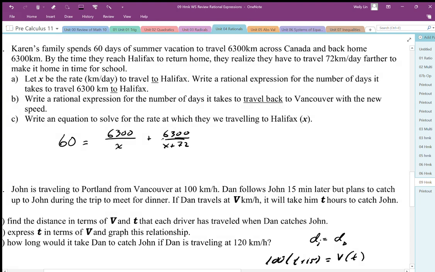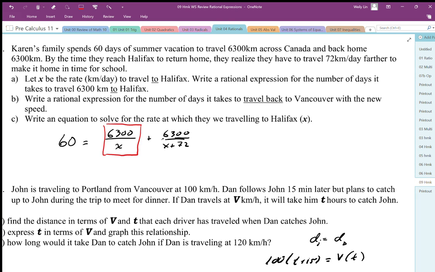So if we let x be the rate in kilometers per day to travel to Halifax, we write a rational expression for the number of days it takes to travel 6,300 kilometers to Halifax. So if we were to write that for part A, we have our total distance divided by velocity will give us the time. And so the distance is 6,300 kilometers to Halifax, and the velocity is x kilometers per day. So that in red represents the solution to A, the number of days it takes to travel to Halifax.